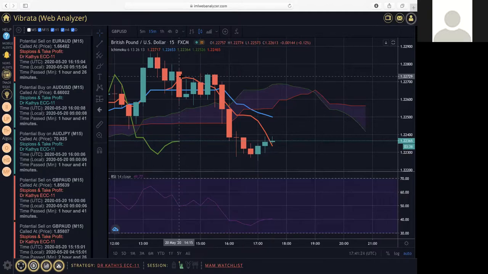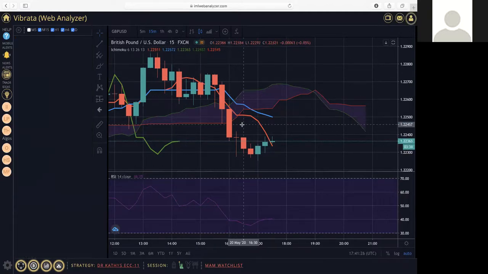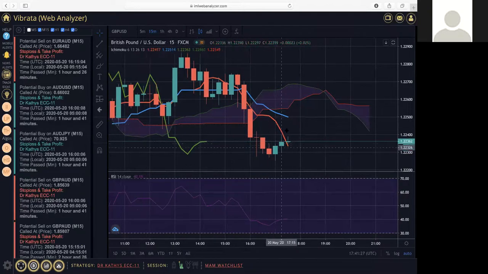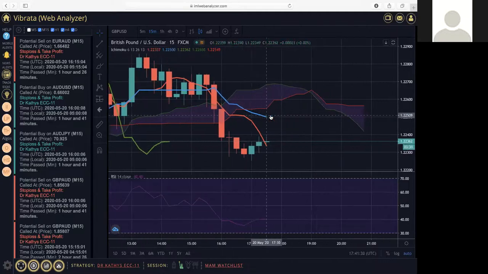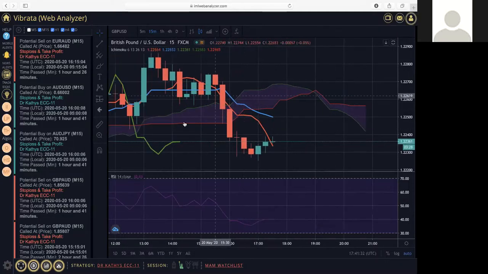So let's go through this one again. Again, I took this a little earlier, but I can see it's having a bit of a pullback. But anyway, roll with me. So step number one, have the red and the blue lines crossed over, yes or no?